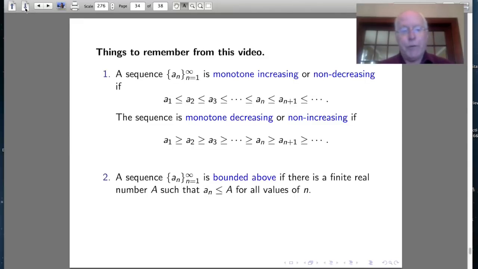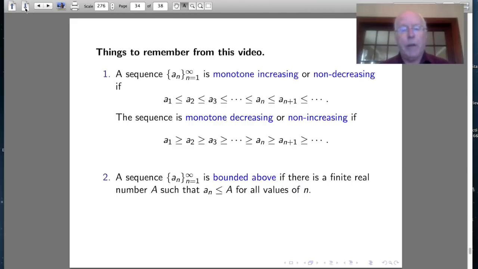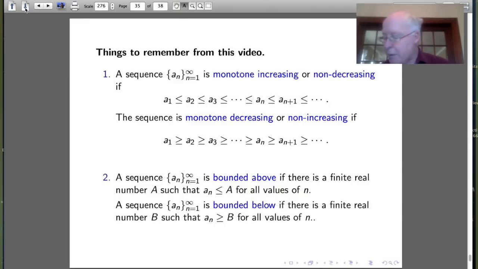The other important notion: a sequence is bounded above if there is a finite real number, let's say a, such that a sub n is less than or equal to a for all values of n. Again, this must be a finite number, not infinity, and if there is such a finite number, the sequence is said to be bounded above. Likewise, a sequence is bounded below if there is a finite real number, in this case we'll call it b for below, and we want all the a sub n's to be bigger than or equal to b.